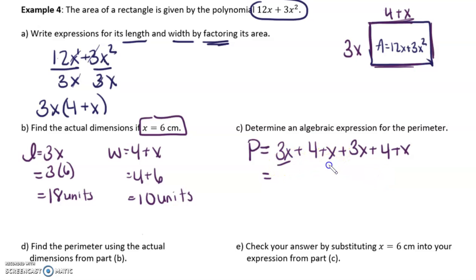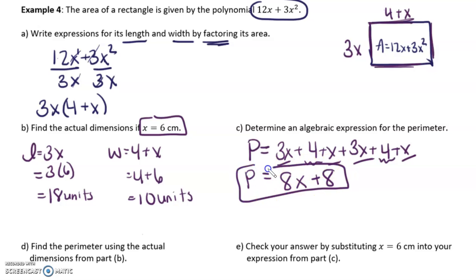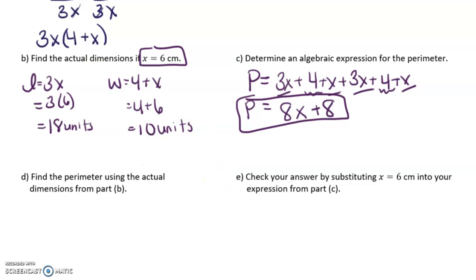So 3, 1, 3, and 1. We get 8 x's. And then 4 plus 4 is plus 8. So here's a simplified expression for the perimeter. Okay, now D wants us to find the perimeter using the actual dimensions. So if, for example, we had 18 and 10, okay, it doesn't matter where those go, right?